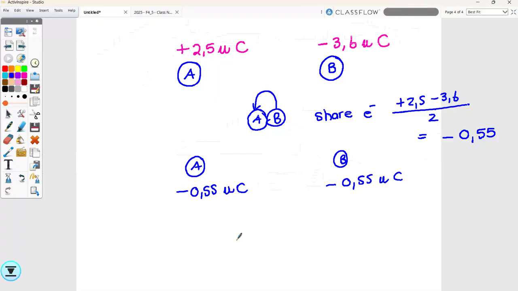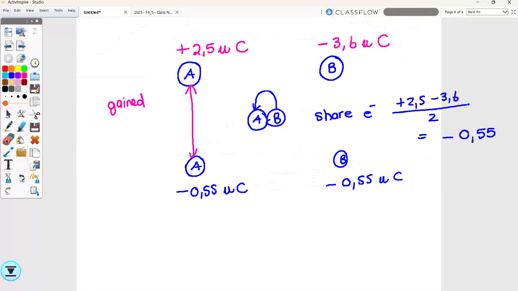Now, if you look at the difference between this one and this one, and the difference between this one and this one, it also has to be the same, because the electrons that B lost, A gained. So the difference must always be the same. Now, if we look at the difference between these two, did A lose electrons or gain electrons? Gained electrons. So A gained how many coulombs of charge?